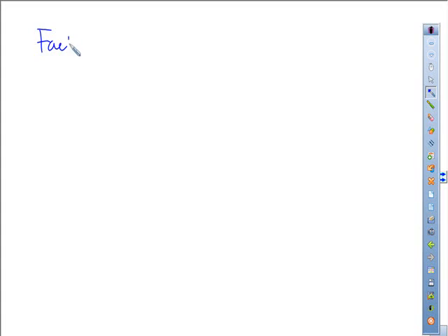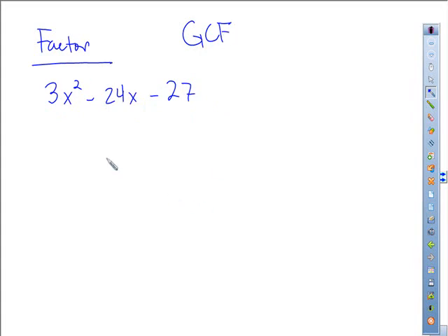All right, let's move on to the next problem. So we need to factor 3x squared minus 24x minus 27. Well, our first step, we look for a GCF. All right, what's the GCF? Well, what can we take out from here? It looks like we could take out a 3. All right, all 3 terms share a 3 in common. So if we take out a 3, we're going to end up with x squared minus 8x minus 9. Okay, so we've taken out the 3.